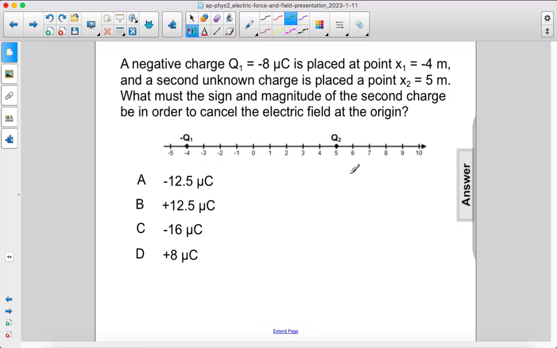We have two charges on a number line. The charge here is -8 times 10 to the -6 coulombs. The charge here is a mystery. We want to know the sign and magnitude of Q2 so that there's no electric field at the origin. So we want to cancel it out there.